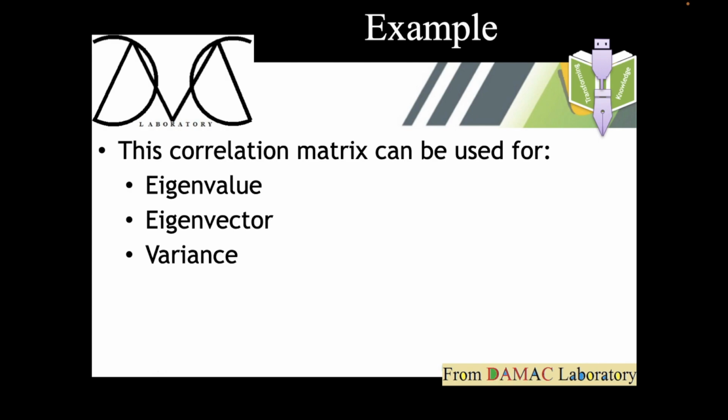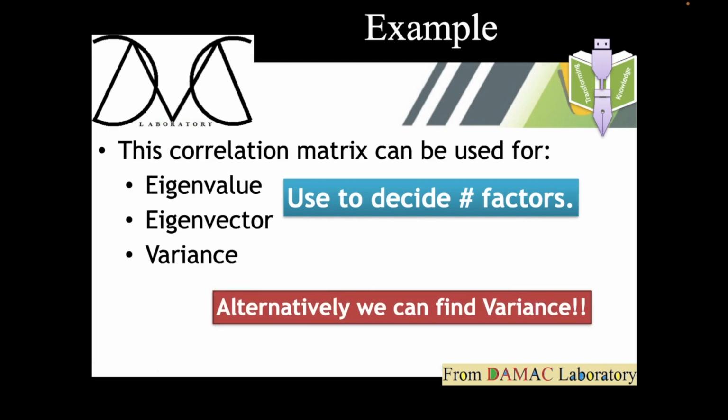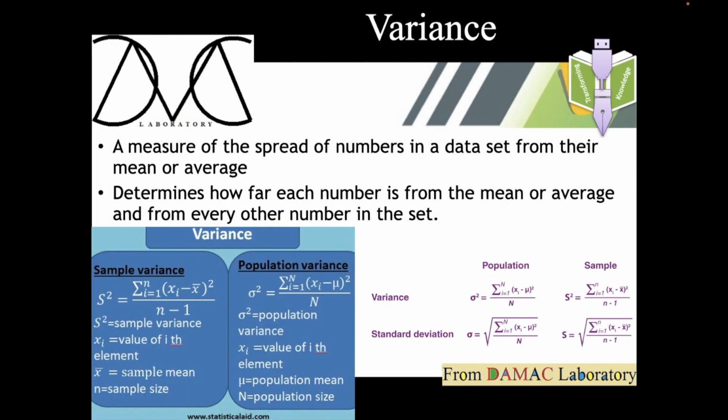Variance can be generated from this correlation matrix, which is the main important factor for this factor analysis. This variance can also be calculated separately by using this formula, which is very well known for standard deviation and variance, right? It is a measure of the spread of numbers in a data set from their mean or average.